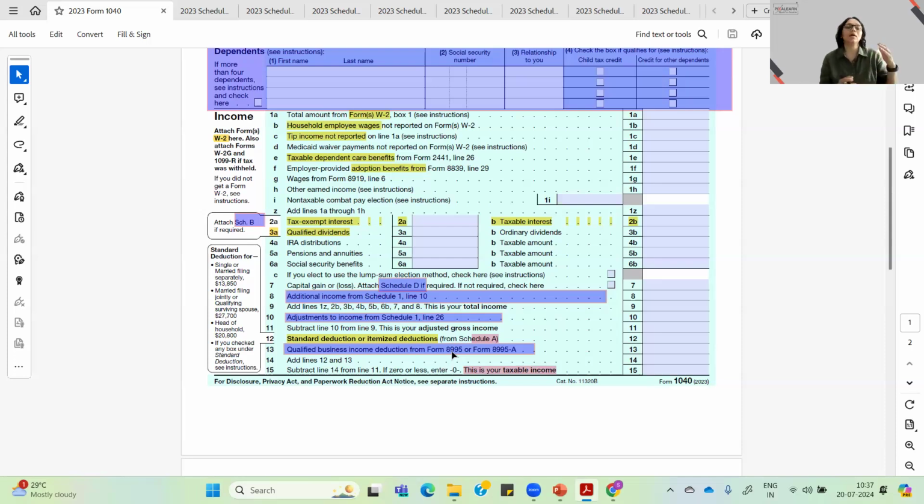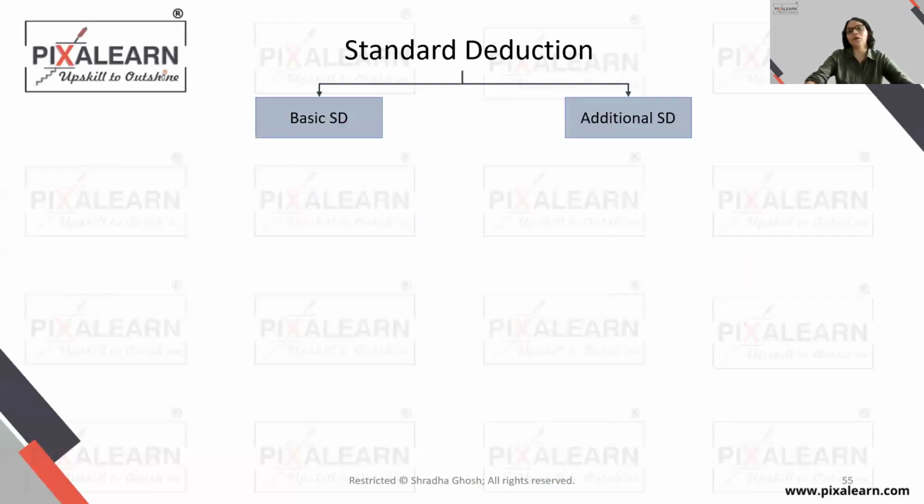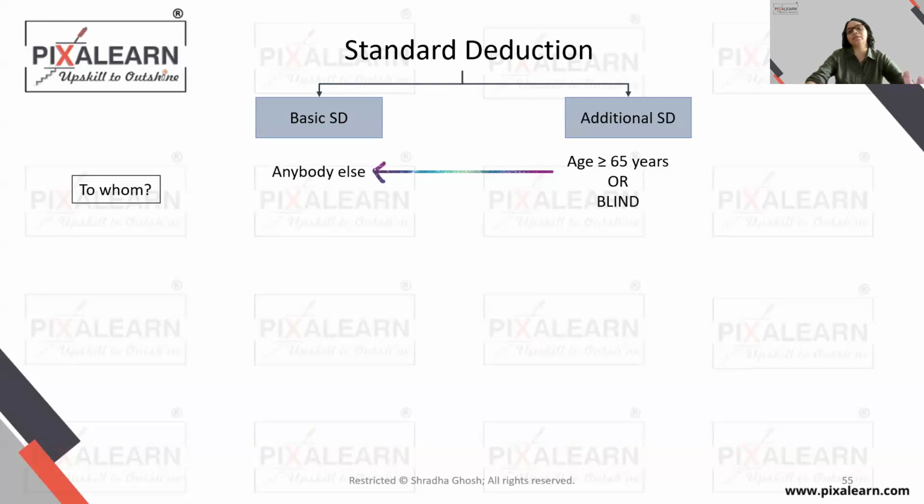Where are we? We have taken our itemized deduction. Now we just need to know standard deduction. Whichever is higher, you're going to take it as a deduction. Okay. So again, what was the rule for standard deduction? Generally, we say that we are going to put them as two categories.